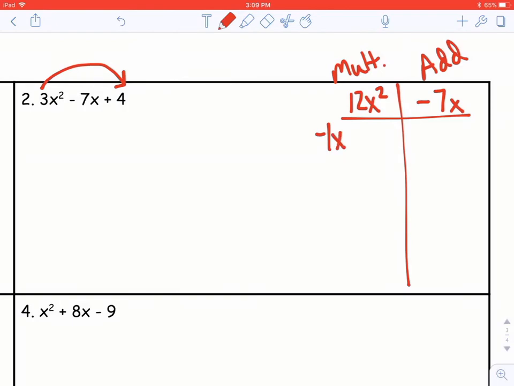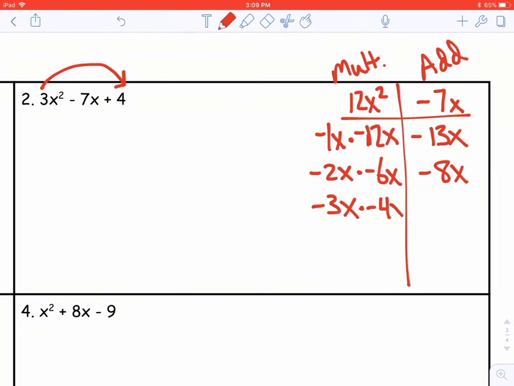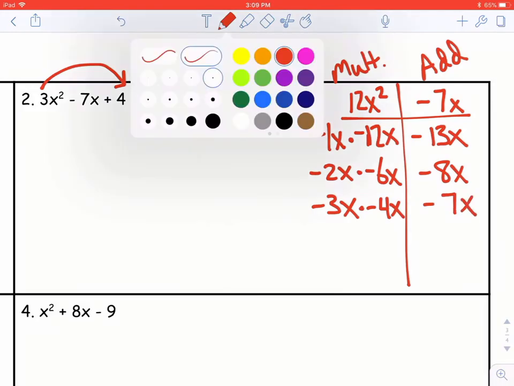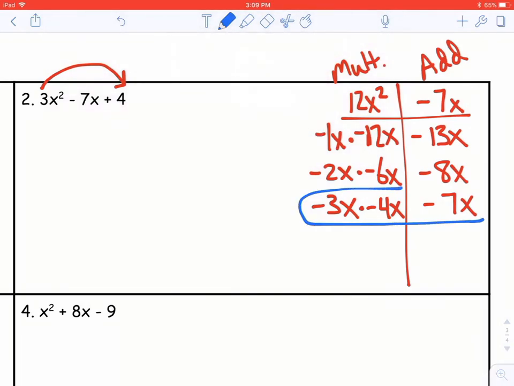Like negative 1x times negative 12x would be positive 12x squared, and it would add up to negative 13x. And then we have negative 2x times negative 6x, and they add up to be negative 8x. And then negative 3x times negative 4x would add to give us negative 7x. So there they are. Those are the numbers we need. So we're going to bring them over here and replace negative 7x with negative 3x minus 4x.